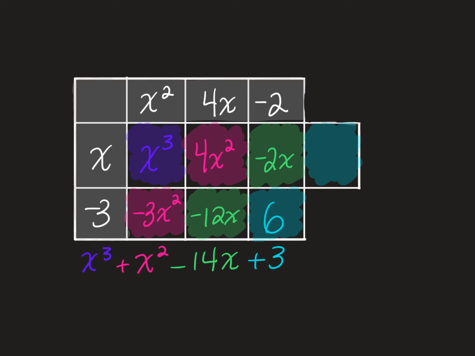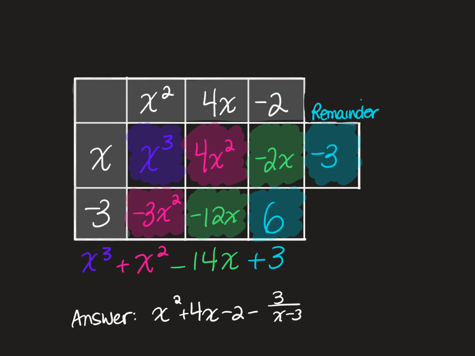And then we have to think about, what are we going to add to 6 to get 3? And that's going to determine whether or not we have a remainder. So we would have to actually add -3 to 6 to get +3. That's our remainder. So our answer looks like it's x. Let me write my answer here. The answer is actually x squared plus 4x minus 2 minus 3 over x minus 3. It's the top row and then minus the remainder divided by what was on the left side of the box. That's your answer.